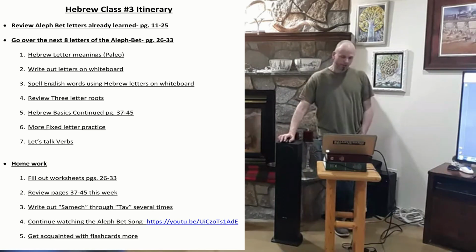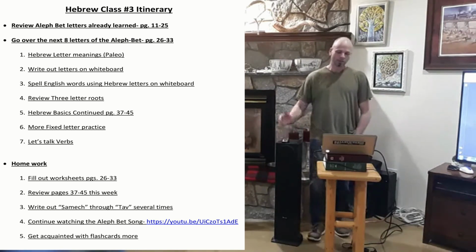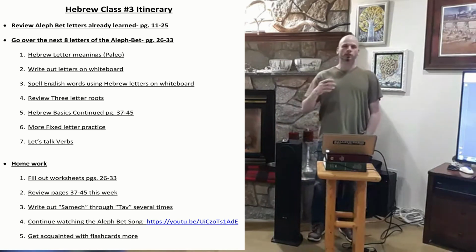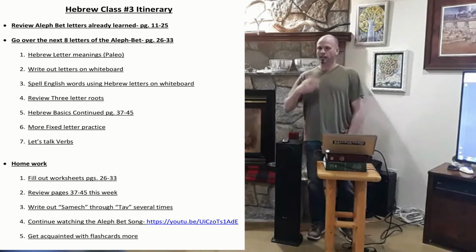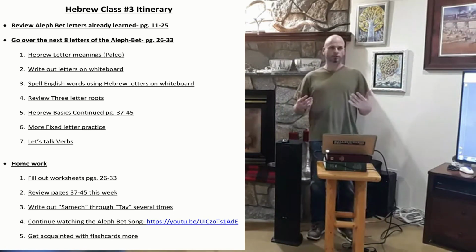Review pages 37 through 45. Write out Samach and Tav. Continue watching Aleph Bet, and get acquainted with your flashcards. I'll say this last thing. I know I'm already five minutes over the time I said I was going to let you go. Start out with your Aleph Bet, but then it goes into some prefix practice in your flashcards, and that's a really good way to learn this.